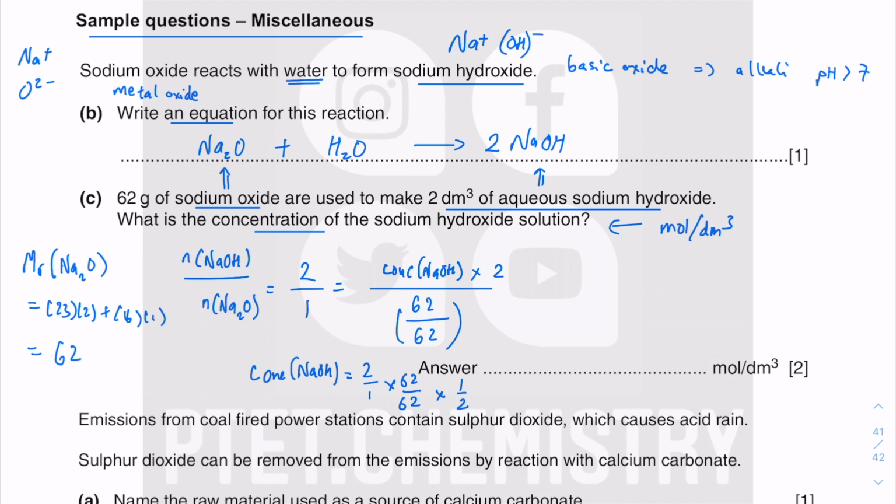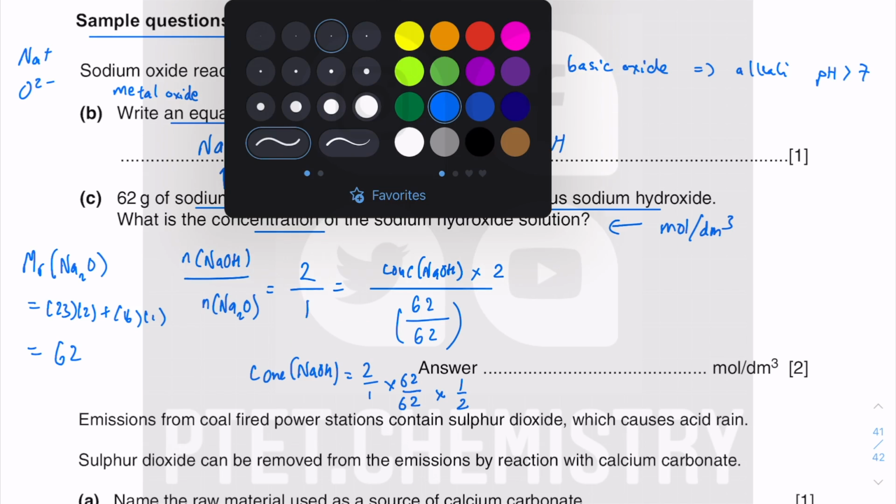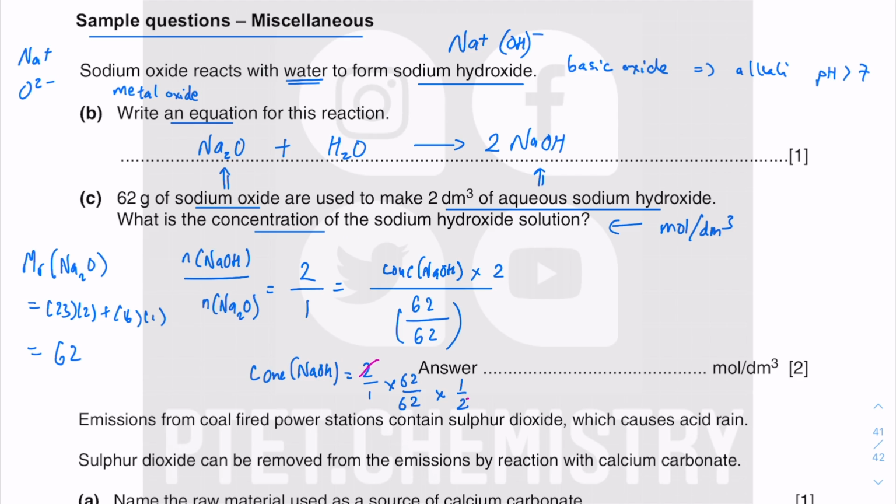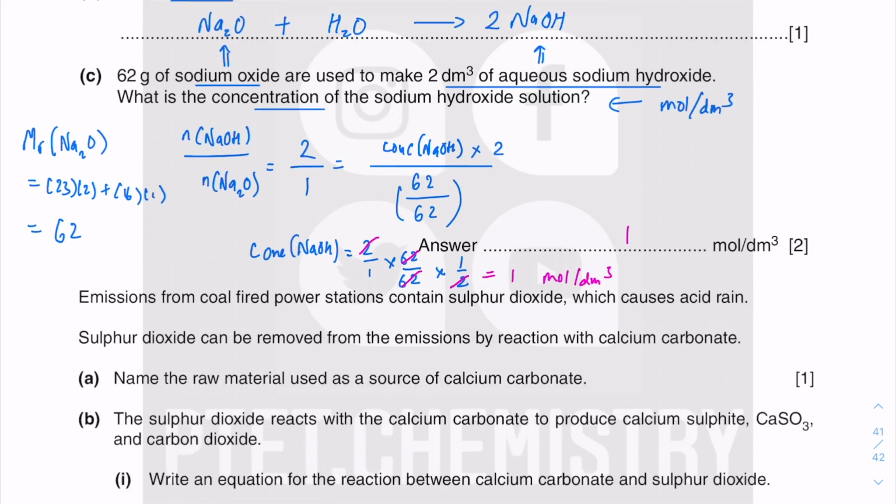So I hope you can see without using your calculator. Of course, you can use your calculator. The 2 and the 2 cancel out. The 62 and the 62 cancel out. You just get 1, and you get 1 mole per dm cube. So you can press that into your calculator and you should get the same answer. I don't know whether it's correct or not, but I'm assuming I didn't make any mistakes, so that should be all right for those 2 marks.